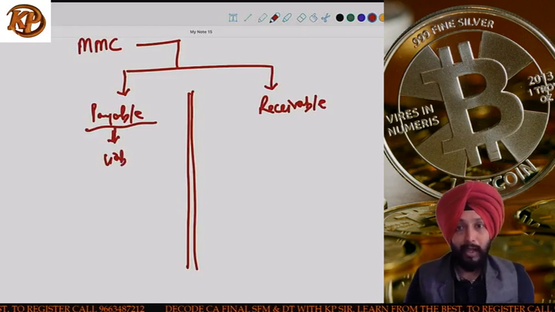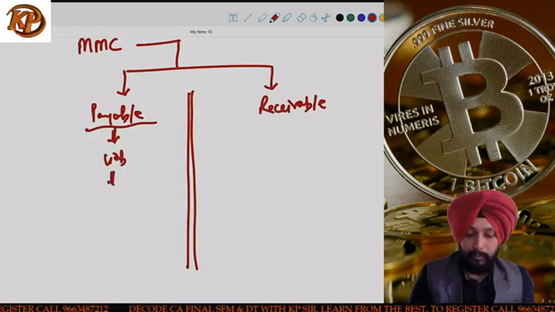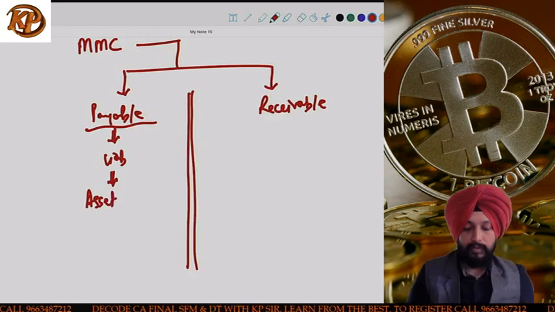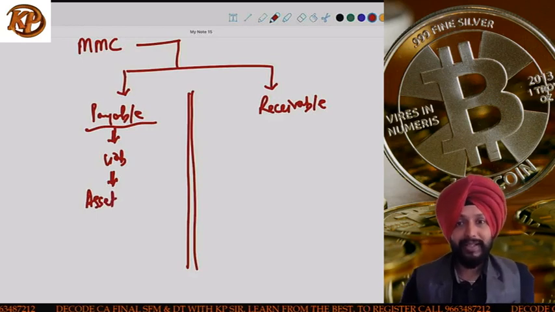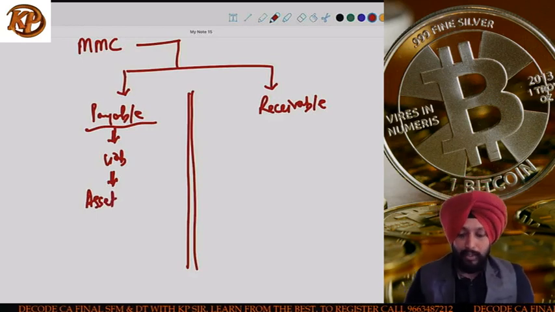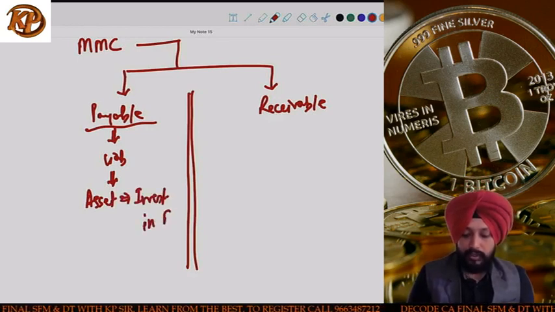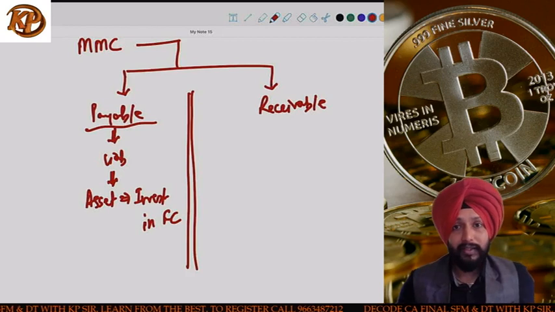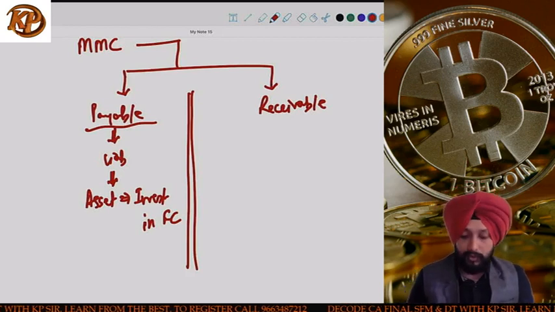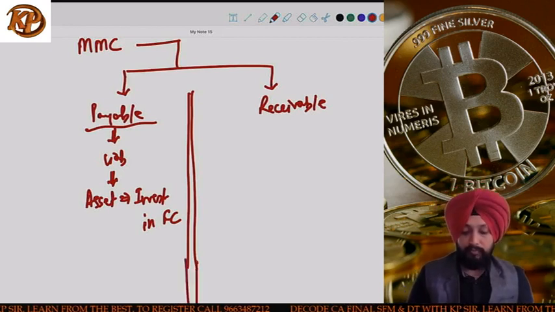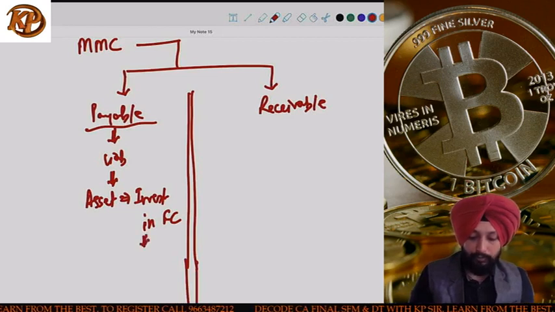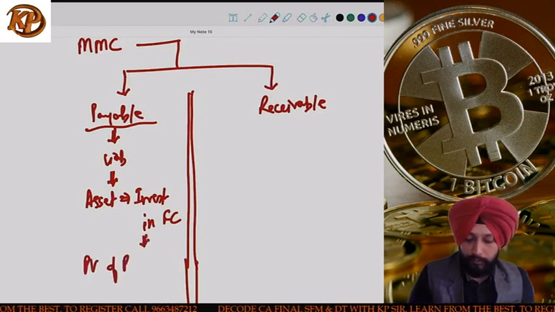Payable is a liability. Against the liability, we got to create an asset. For creating an asset, we need to invest. So the first thing we do is invest in the foreign country. How much we invest? We invest the present value of payable.